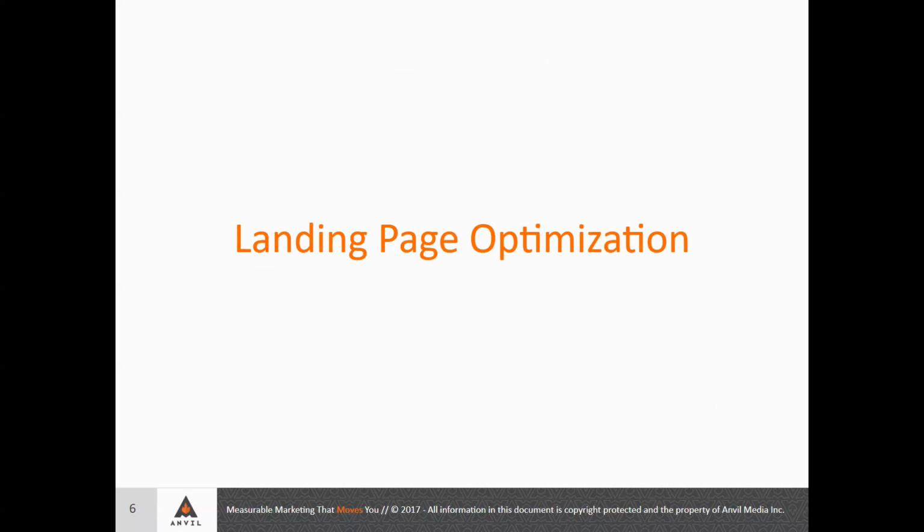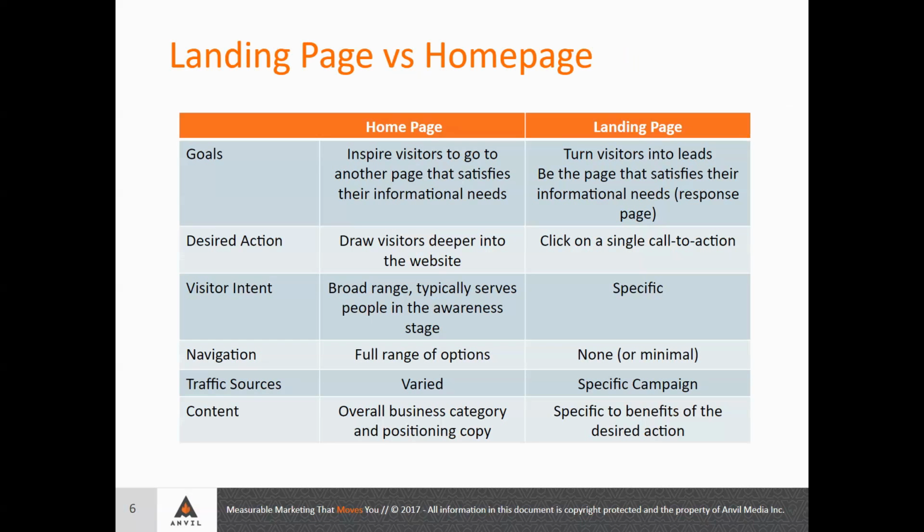Next, we're going to talk about landing page optimization. And just some examples of landing pages versus the homepage on your website. Typically, the goals for your homepage are just to inspire visitors to go to other pages on your site that satisfy their informational needs. And for a landing page, it's to turn visitors into leads and be that page that satisfies their informational needs. So you don't want them having to look elsewhere for the content that they need that should be directly on the landing page, whereas on your homepage, it may not necessarily be exactly what they're looking for. And then you want them to take a desired action on the landing page.